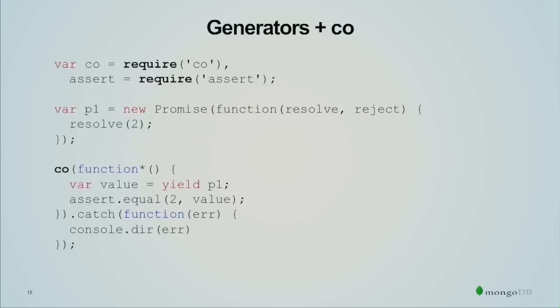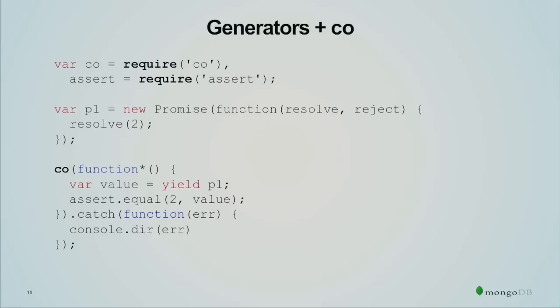A simple example of using co with a generator is if you have a similar promise as we had before, we can now just do co, wrap the generator function, so function star, and we just do yield on the promise, and it will return the actual value returned from resolve in the promise. Now, if you reject, it basically gets thrown. And in co, you can catch that at the very end by adding a catch function handler.